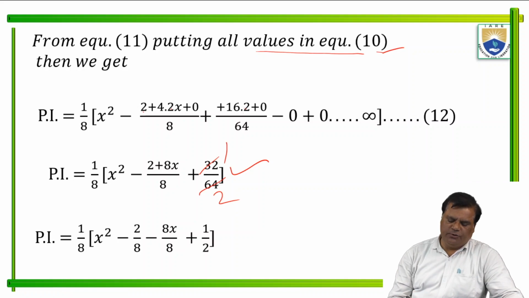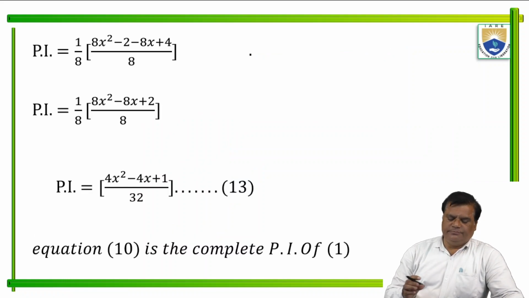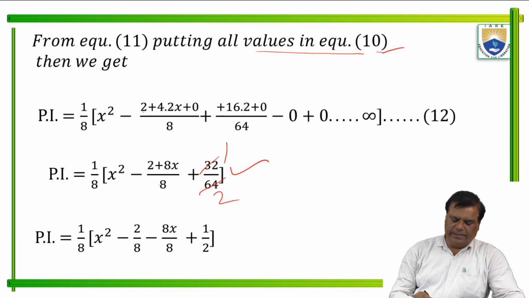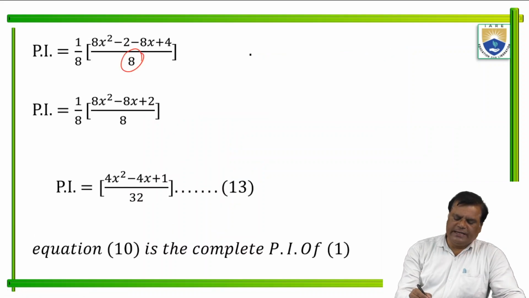So here is 1 upon 2. Here is 2 by 8 minus 8x by 8. So I am taking the LCM here. LCM is 8. Now 8x square minus 8x, plus 2. Here is 2 plus 2 minus 8x, or here is plus 2.